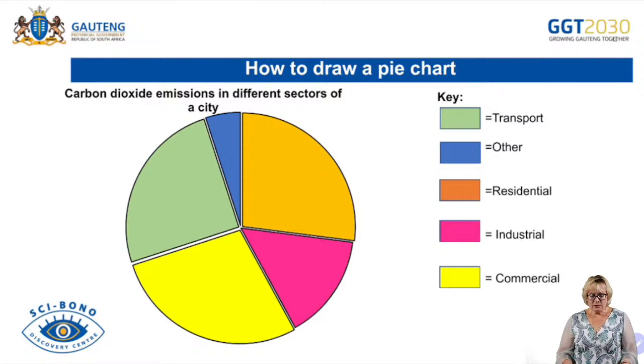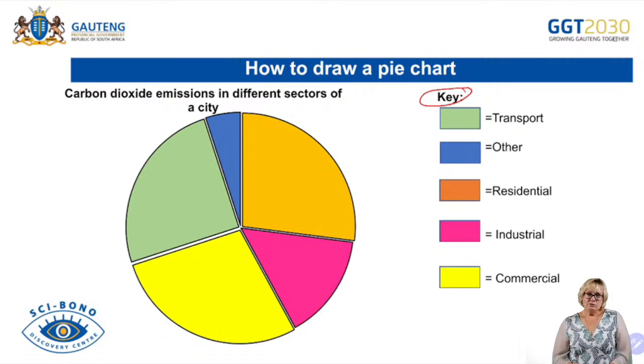All right, it can also look something like this. So you don't have to write on here. You can have a key like this one here. This one is color-coded. Transport is the green one. So there's the transport. And I think if I remember correctly, this is 90 degrees. There's other, residential, industrial, and commercial. All right. So this is how we actually draw a pie chart.